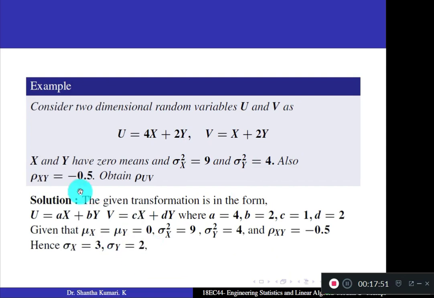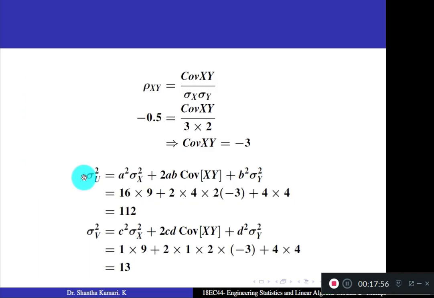So what you can do, since rho xy is given, first find covariance of xy. Covariance of xy is obtained by using this formula. Rearrange the terms. Since it is similar to previous problem, I am not going to explain much. You just take the screenshot of this page and try to answer yourself. So we obtained covariance of xy.